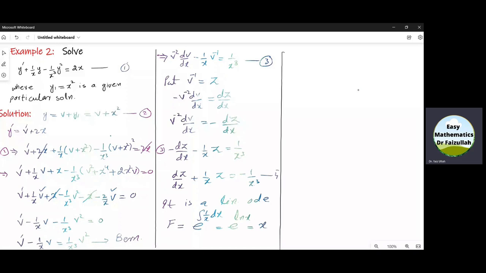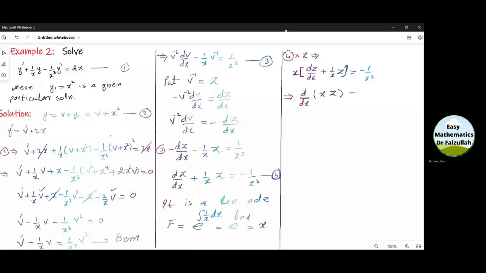So now let us multiply equation 4 with the integrating factor, which is x. So this becomes x into the given equation, which is dz over dx plus 1 over x z is equal to minus 1 over x square. And now we know that the left hand side must be equal to d by dx of the integrating factor into the dependent variable. In the next step, let us integrate both sides. d of x into z is equal to minus x power minus 2. We can write this as minus x power minus 2 into dx, and let us integrate it.